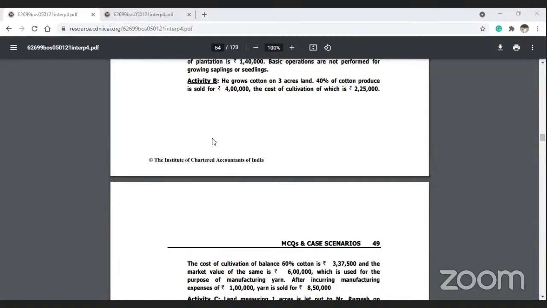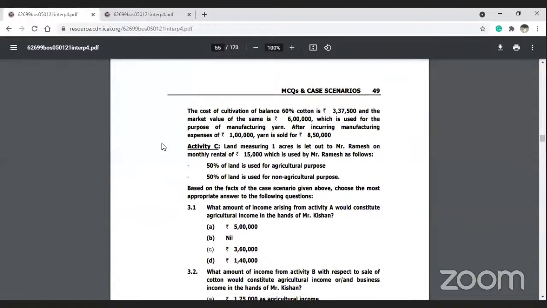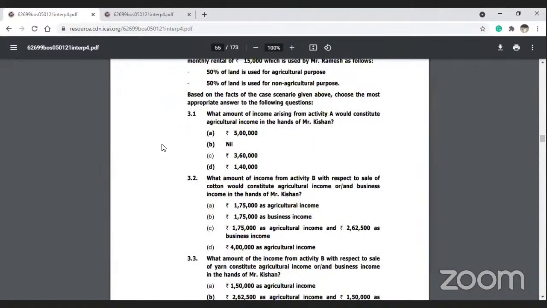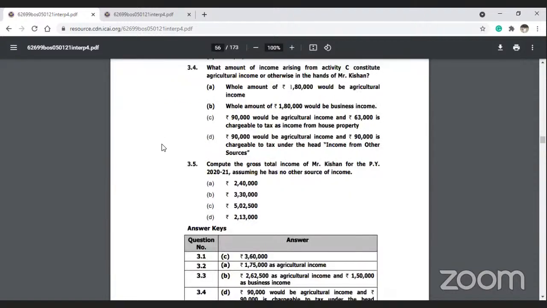What amount of income from activity B be with respect to sale of cotton? The sale hasn't happened here. They are 40% used. It's 40% only, so that will come as agricultural income of 1,75,000. That's it. Below, the sale hasn't happened; below is the sale of yarn. So option A. Okay, then option A is more correct. Yes, option A.